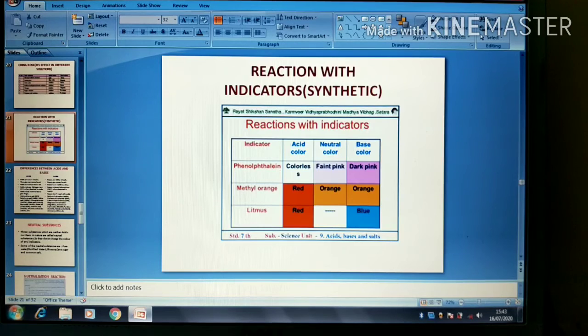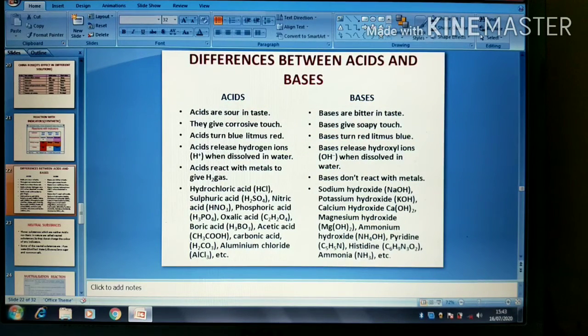Then coming to differences between acids and bases. So what is the difference between acids and bases? The main difference: acids are sour in taste, whereas bases are bitter in taste. Acids give a corrosive touch, bases give a soapy touch. Acids turn blue litmus red and bases turn red litmus blue. Acids release hydrogen ions when dissolved in water, and bases release hydroxyl ions when dissolved in water.